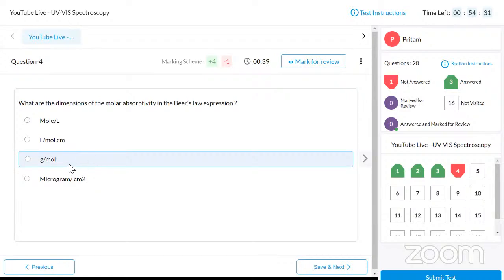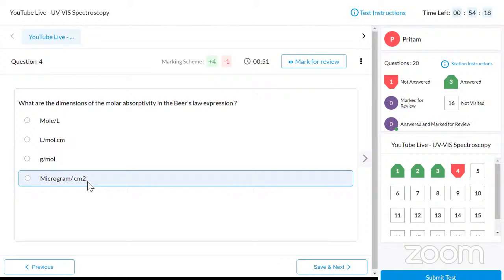So it is the dimension related to the mass spectroscopy. Any molecular weight, when you estimate it by using mass spectroscopy, is given in grams per mole. It cannot be microgram per centimeter square because we don't have any surface area related element in our Beer-Lambert's law. So I will eliminate options C and D.